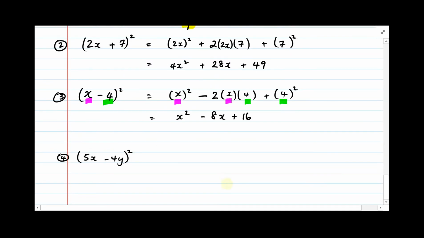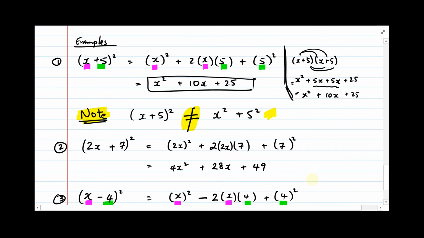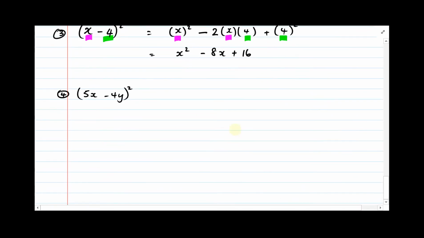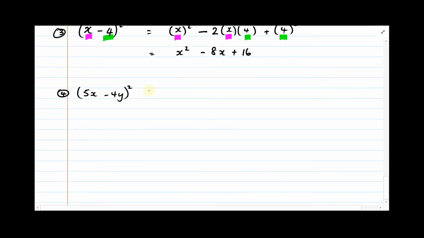So we could have worked in one variable or two variables, it doesn't matter. It's still a binomial, it's a difference. We'll still have the same pattern. Identify your first term, be minus twice that mixed product, and the last term squared. Fill in, might be annoying. 4y is my second term or last term. And now expand and get rid of those brackets.